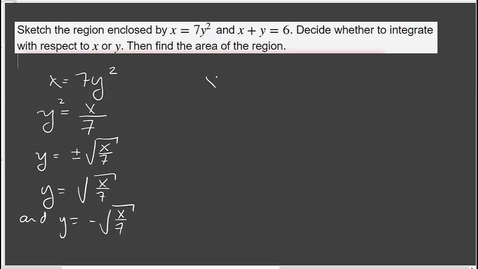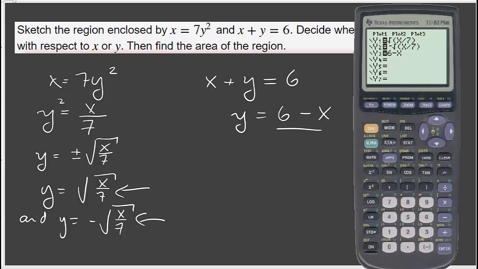For the second one, it's a little bit more straightforward. We have x plus y equals 6, and solving here for y, we have that y equals 6 minus x. So these right here are the things that we're going to graph on the graphing calculator so that we can see the region. So now we have our calculator here, and you can see that for y1, we've graphed the square root of x over 7. For y2, we've set it at negative the square root of x over 7. And y3, we've set to be 6 minus x.